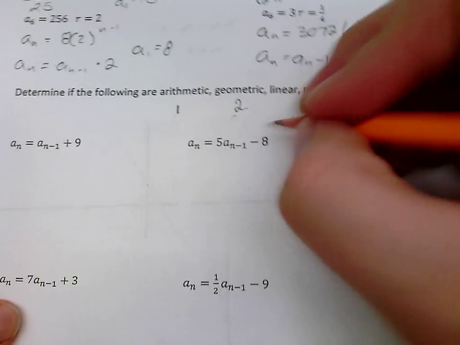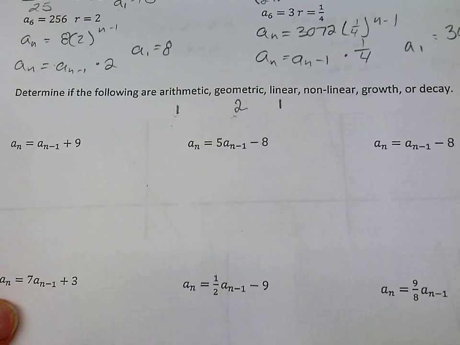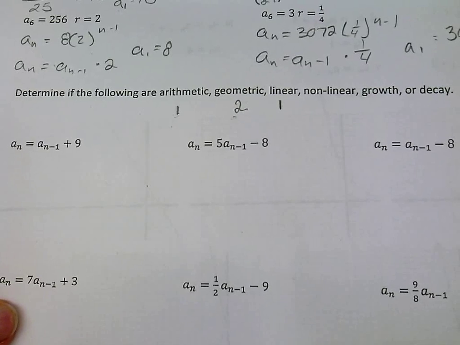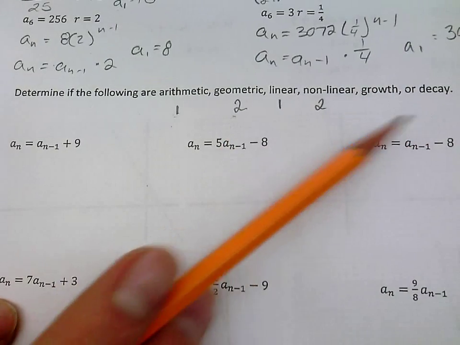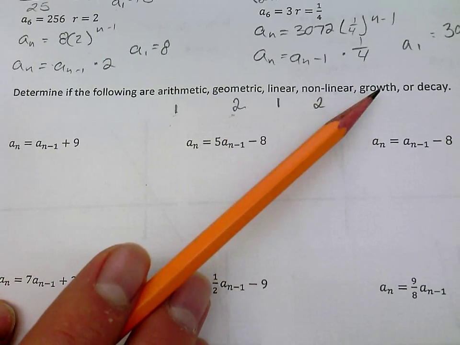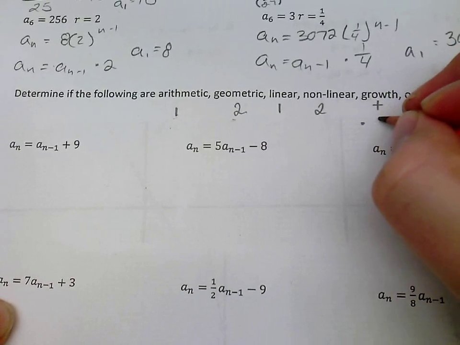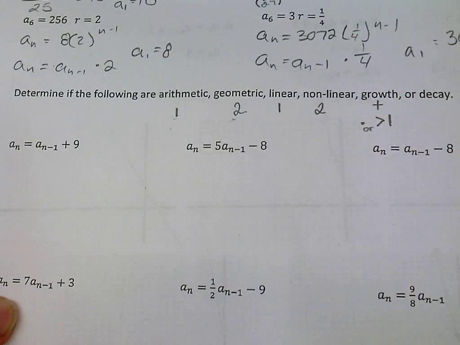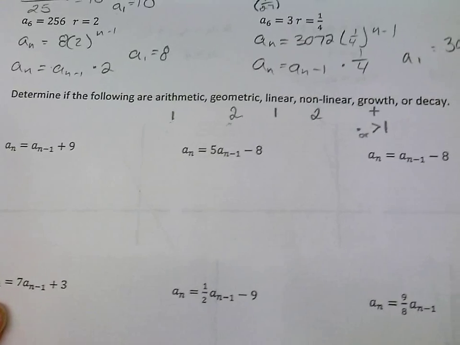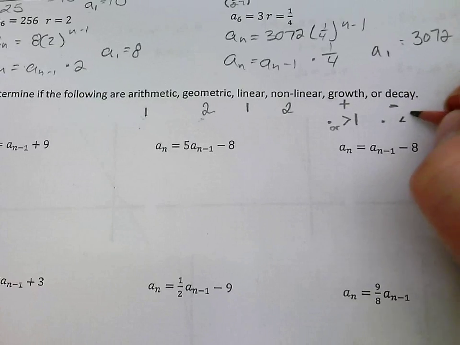Now if it's linear, it is arithmetic. So that means that arithmetic and linear go together. You can't say something is geometric and linear. Nonlinear always goes with geometric. Now, growth or decay just means: is it adding or multiplying by a number greater than 1? Decay means is it subtracting or multiplying by a number less than 1.